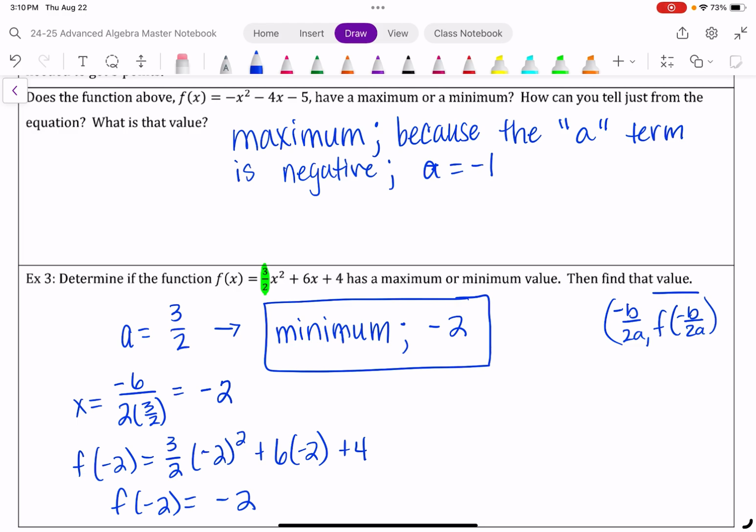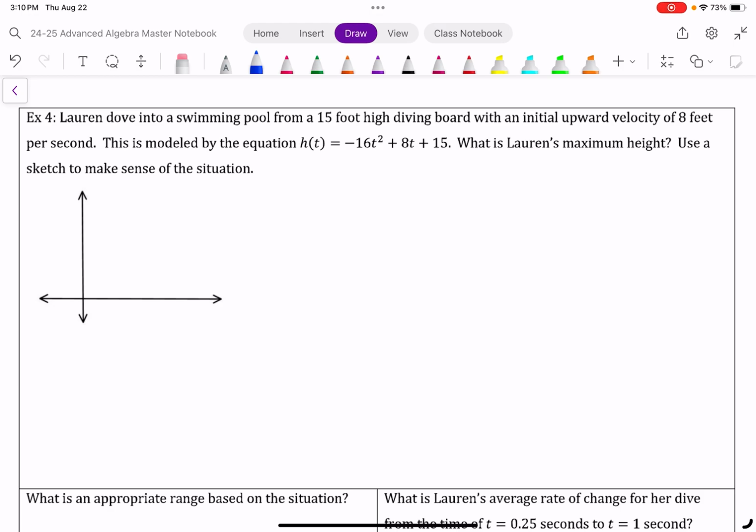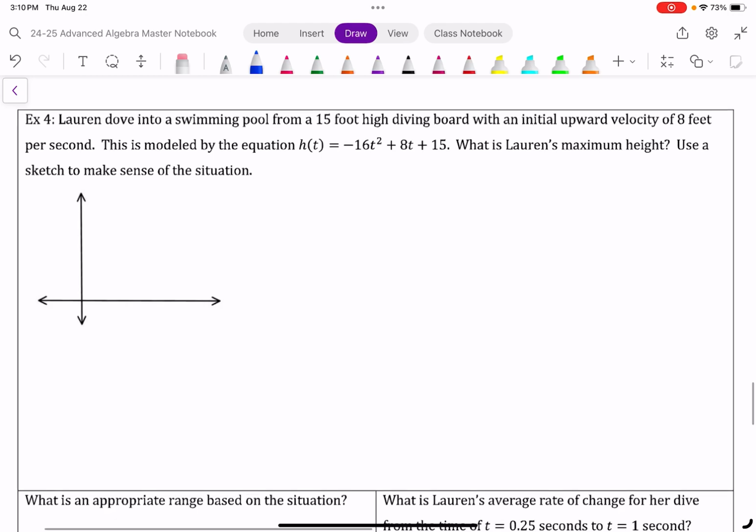All right, if you will turn over to the next page. Lauren is diving into the swimming pool from a point 15 feet above the diving board with an upward initial velocity of 8 feet per second. This is modeled by the equation h(t) equals negative 16t squared plus 8t plus 15. What is Lauren's maximum height? All right, if we sketch the situation, it's going to look something like that, correct? Here's the diving board, and they're going to dive into the water.